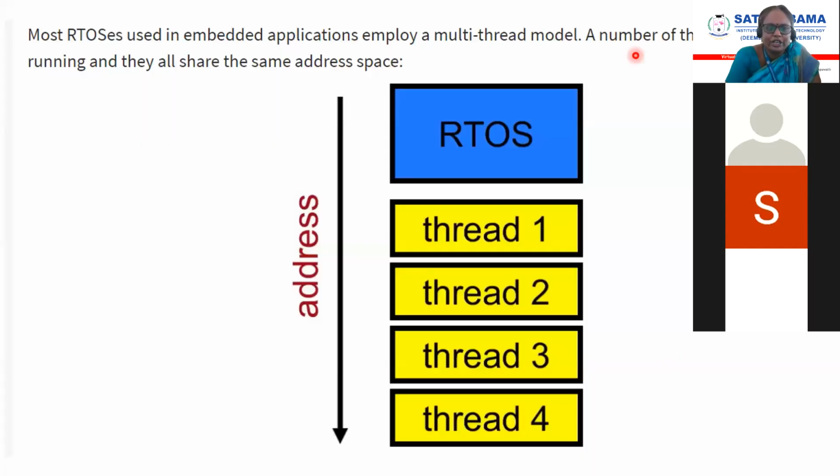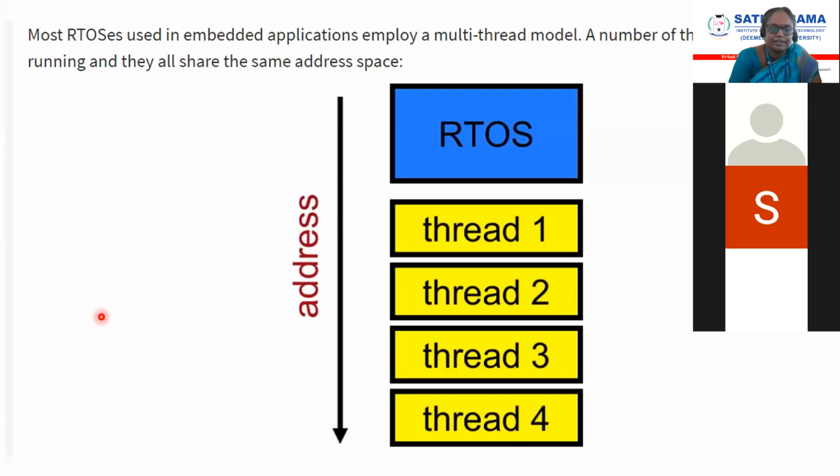Now kindly see how we schedule the tasks. Many RTOS embedded applications employ a multi-thread model: thread one, thread two, thread three. What is the difference with a task? A thread is equivalent to a task, but all threads share the same address space. So when I am using one RTOS with thread one, thread two, thread three, thread four, they are different tasks but use the same memory space. That's why it is called a thread.